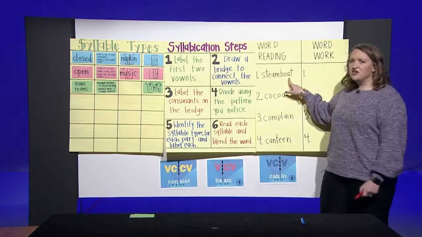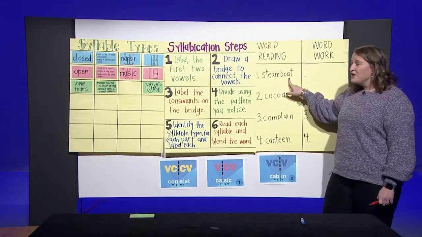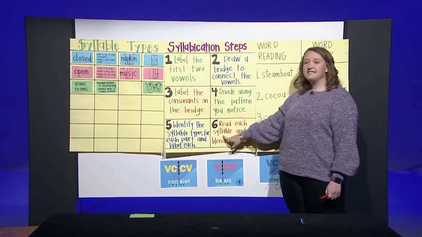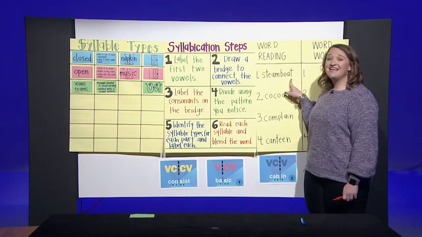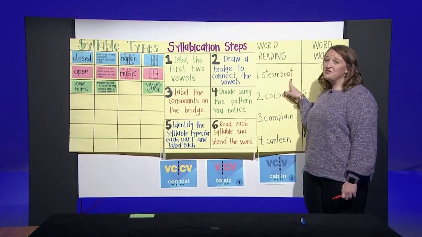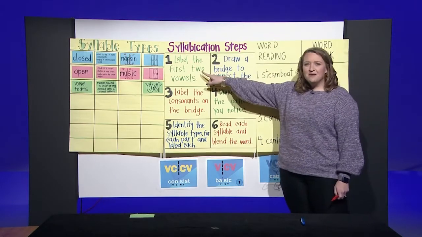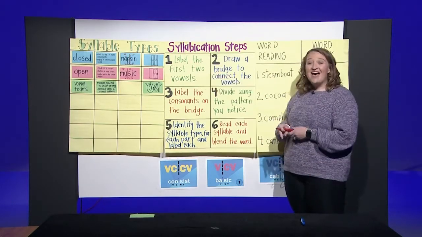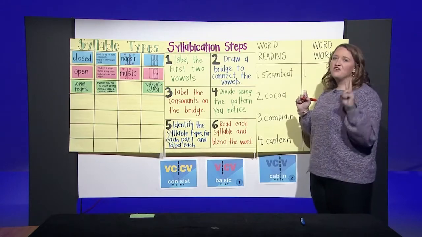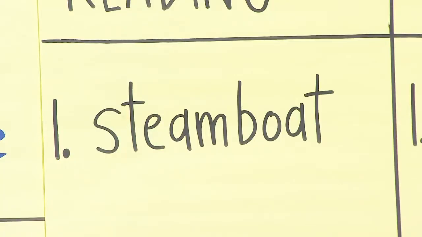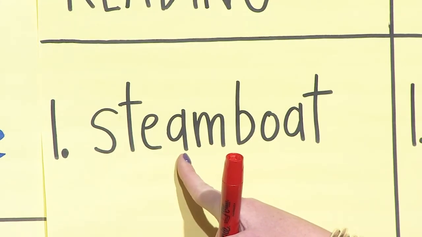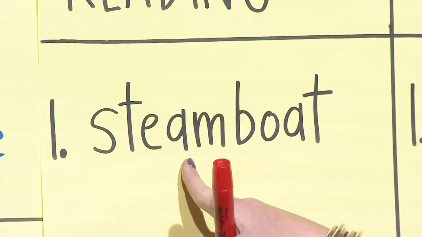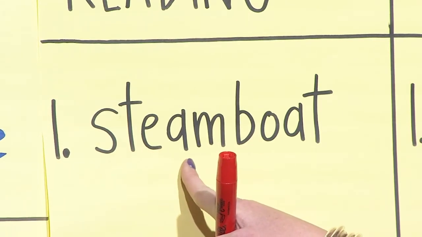So here's our first word. And remember, we use these 6 syllabication steps to help us break this word down to help us read it. So we will start with step 1. Do you remember what it is? That's right. We label our first 2 vowels. The first 2 vowels I see are E and A, and they're right beside each other. And I know, because I've learned in the past, that E and A are a vowel team.